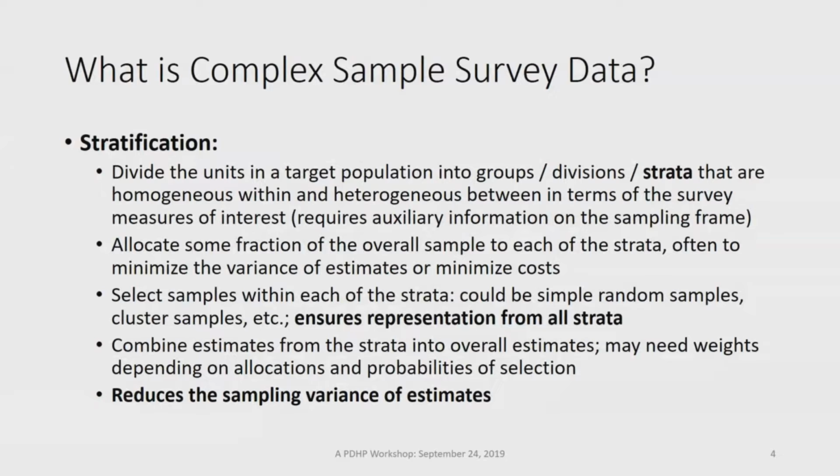So then you select samples within each of these different strata of the population. These could be simple random samples. So you could have a sample design where you allocate sample to different strata, and then you select simple random samples within those strata, okay, according to a certain design or a certain target. You could select cluster samples within each of those strata, select larger units that contain several elements, and then sample from within those. One of the key reasons to use stratification is that you ensure that you have representation from all those different strata. This is another key difference from simple random sampling.